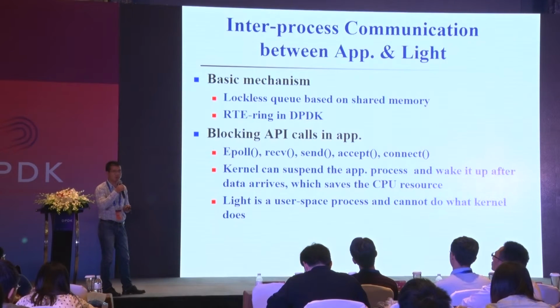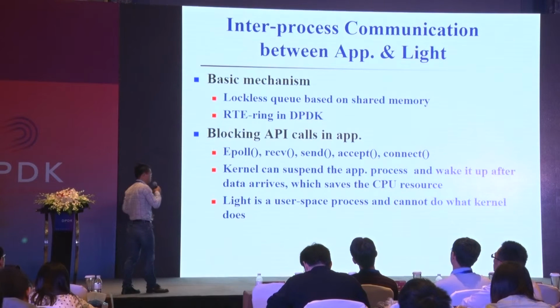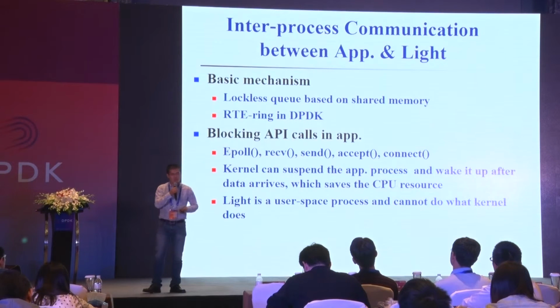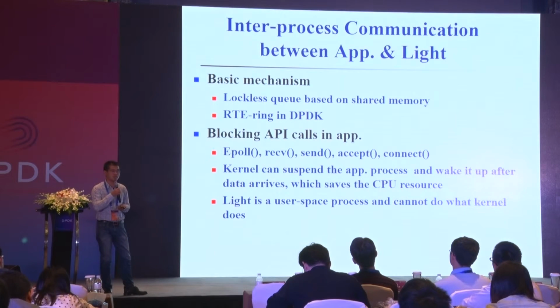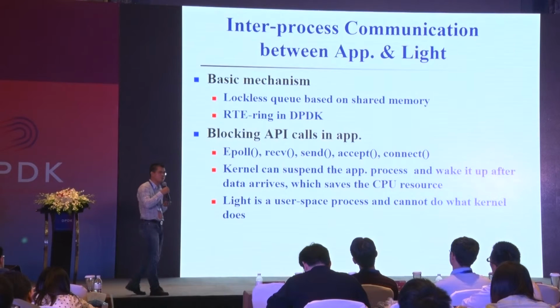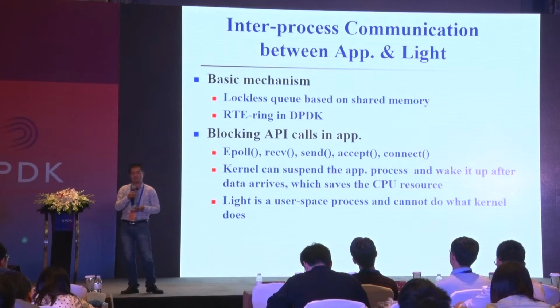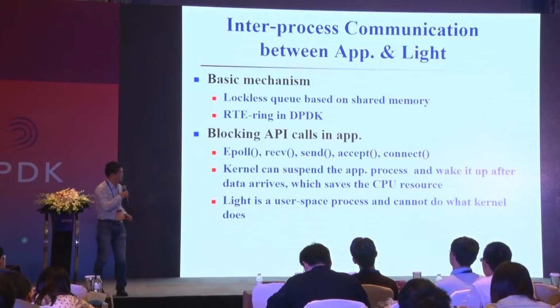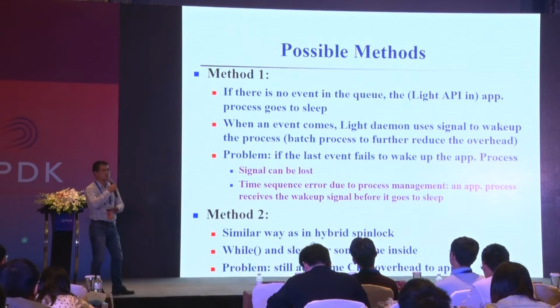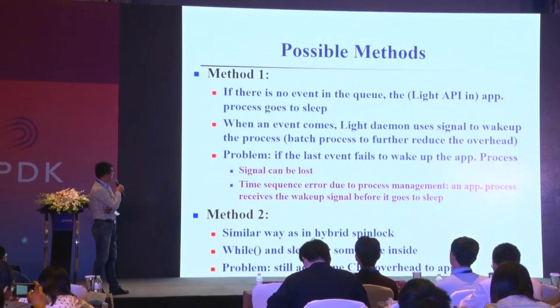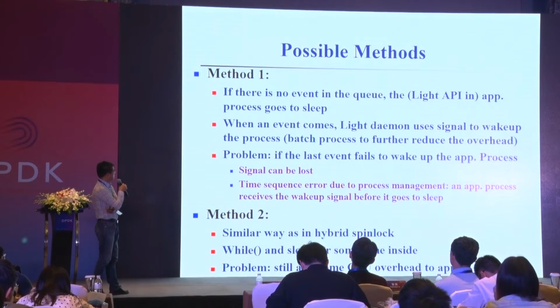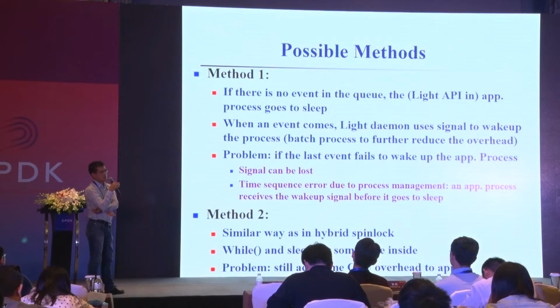As you can see, epoll, receive, send, accept, connect can go into the congestion mode. So if we poll the kernel and there is no data arriving, then it will be suspended and save a lot of CPU. But now, for the light protocol, here is how it is addressed. There are two possibilities if we want to address the situation. Option 1.